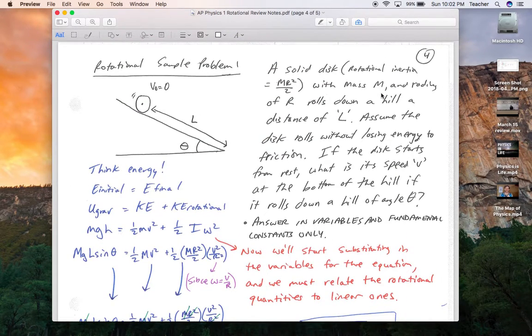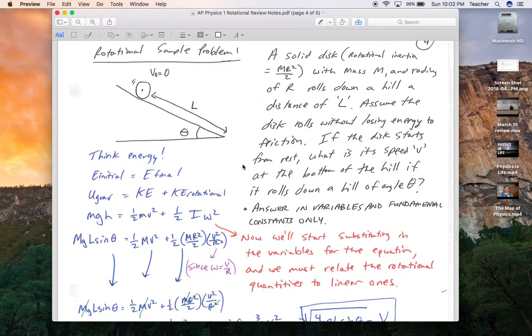This is rotational problem number 1. I've got a solid disk, moment of inertia mr squared over 2, and I think the AP would normally give that to you. Mass m, radius r, rolling down a hill of distance L and angle theta. If the disk starts from rest, what's its speed v at the bottom of the hill if it rolls down? Answer in variables and fundamental constants only. Hey, fundamental constants, what is that? Like g, or maybe k for a spring constant, something like that. That's it.